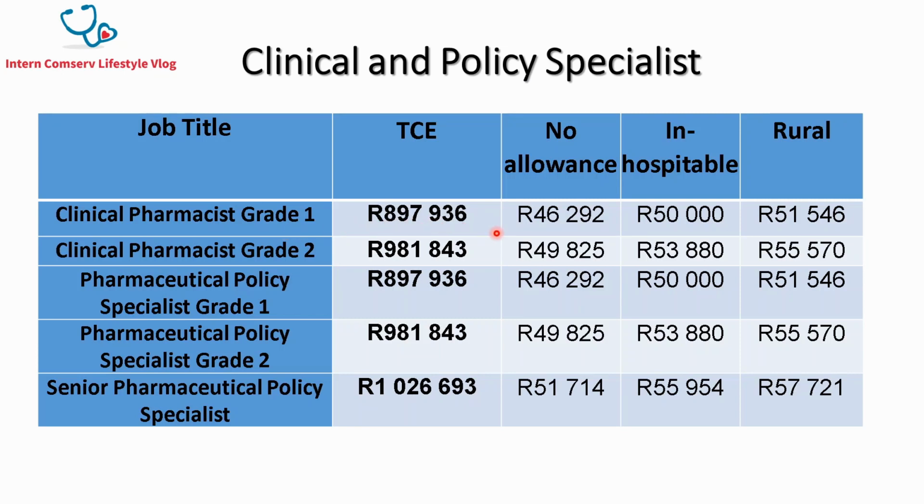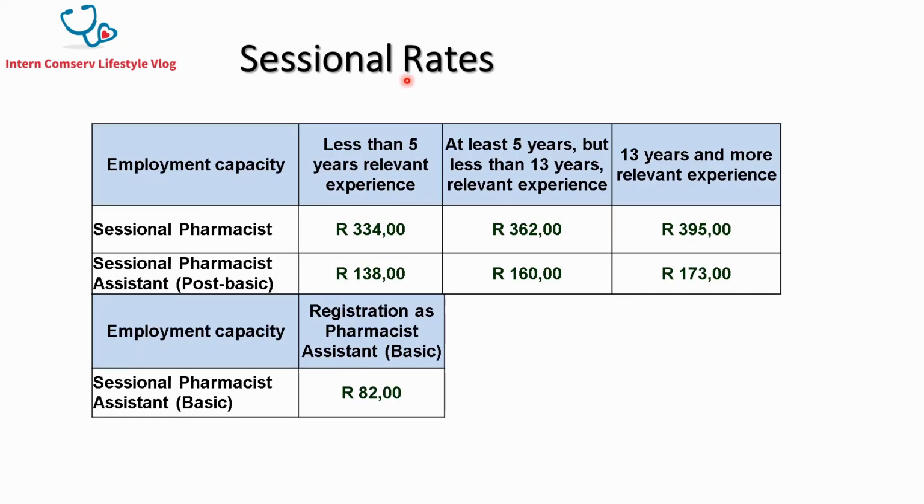Your total cost to employer is 897,936. Without an allowance, your salary is 46,292. That's after paying your pension and taxes. With an inhospitable allowance of 12%, you get 50,000 rands, and with a rural allowance of 17%, your salary moves to 51,546. Pharmaceutical policy specialist earns the same as a clinical pharmacologist, salary being 897,936. The senior pharmaceutical policy specialist earns 1,026,693.